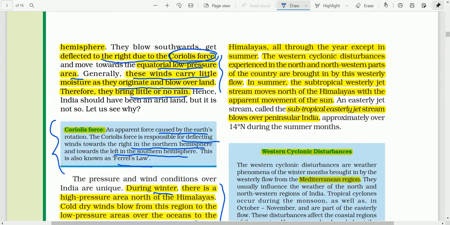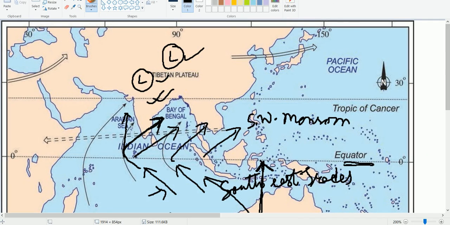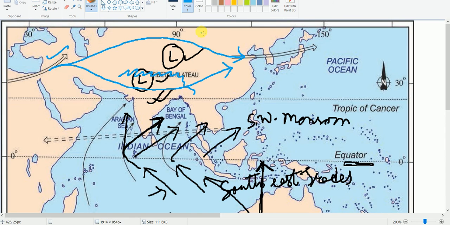Just see here, these jet streams are blowing here. So this is the jet stream, and let us say this is the Himalayan mountain. These jet streams are blowing south of the Himalayan mountain in the winter season, but when the summer season sets in, this jet stream will be shifted north of the Himalaya. So this is the position for summer, and this is the position for winter for the westerly jet stream.